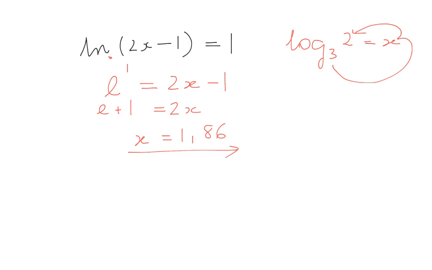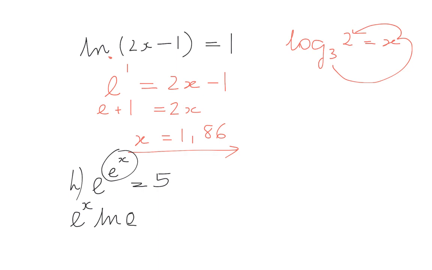Okay, the next example, example number H. We have to solve for x if e to the power of e to the x is equal to 5. Interesting. But to get the power down, we need to log both sides. In this case, we need to ln both sides. So I have the power down, e to the x, ln e is equal to ln 5.